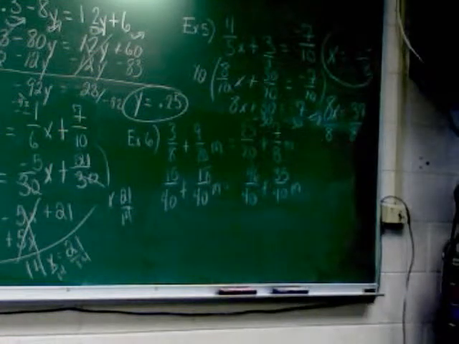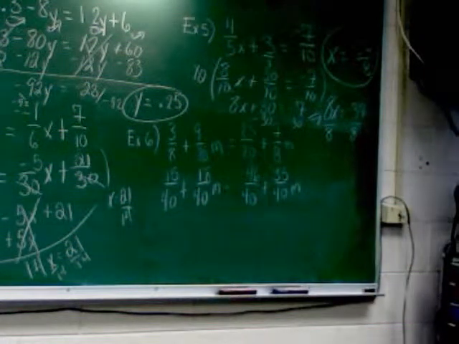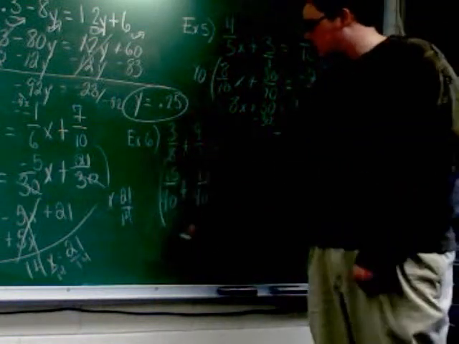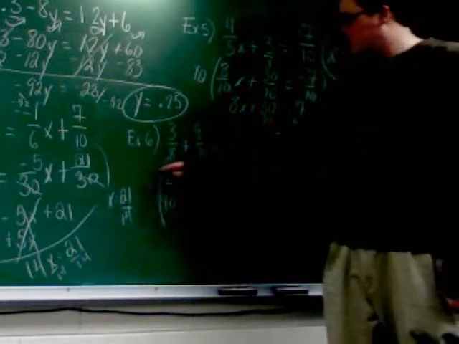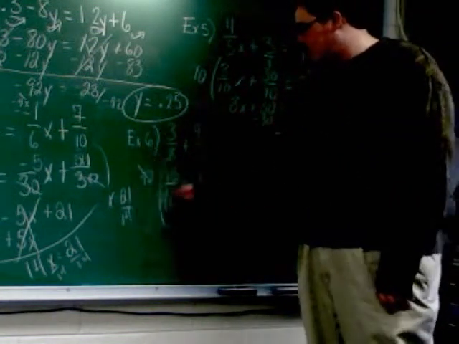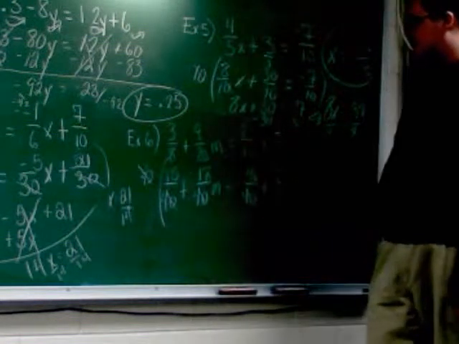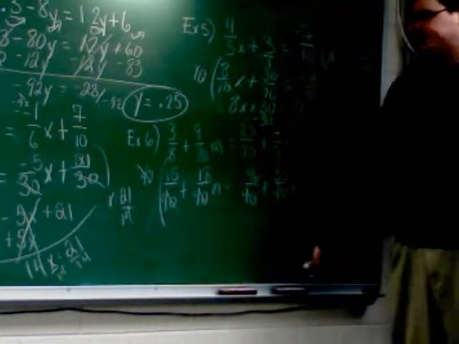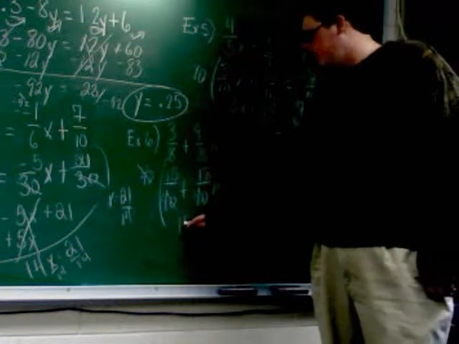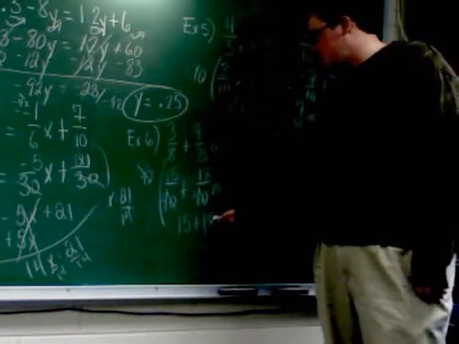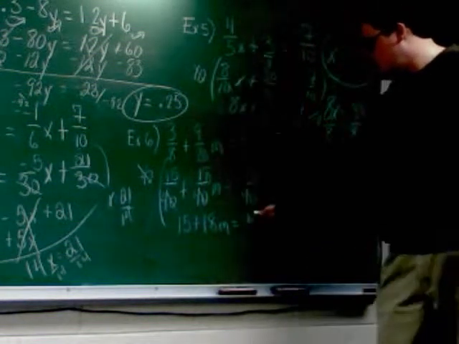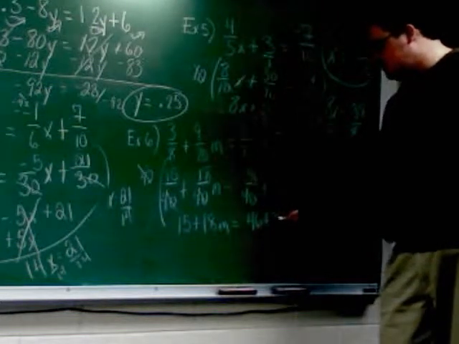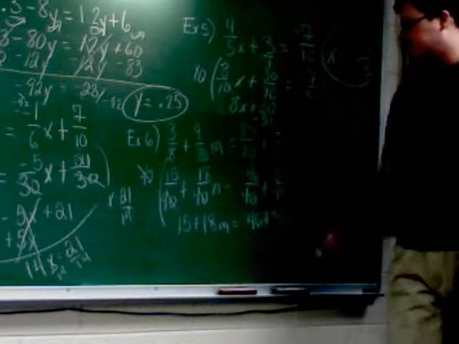Got 40, so I can multiply the whole thing by 40 now. So that goes away, that goes away, that goes away, that goes away, that goes away. That was nice. So I got 15 plus 18m equals 46 plus 35m.